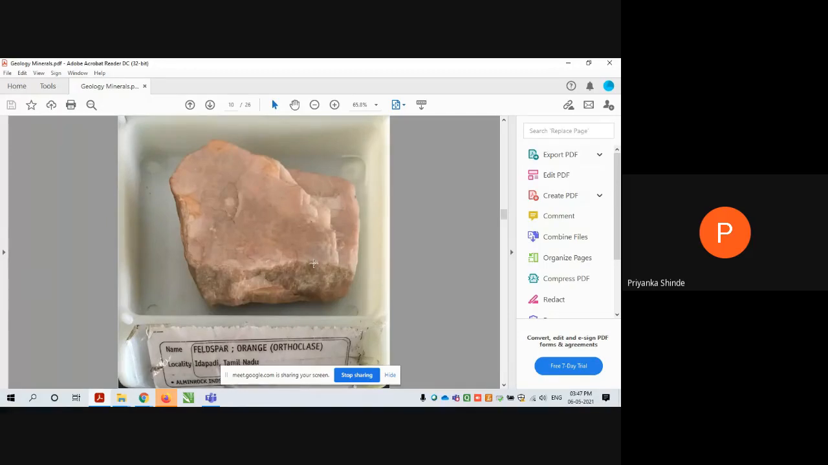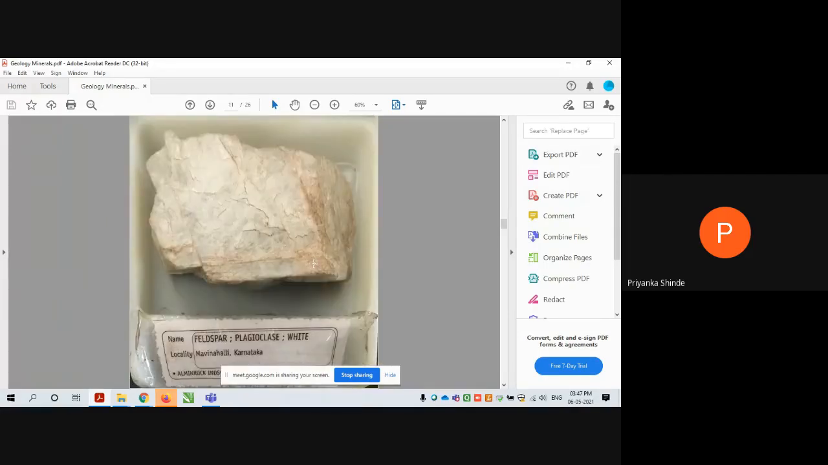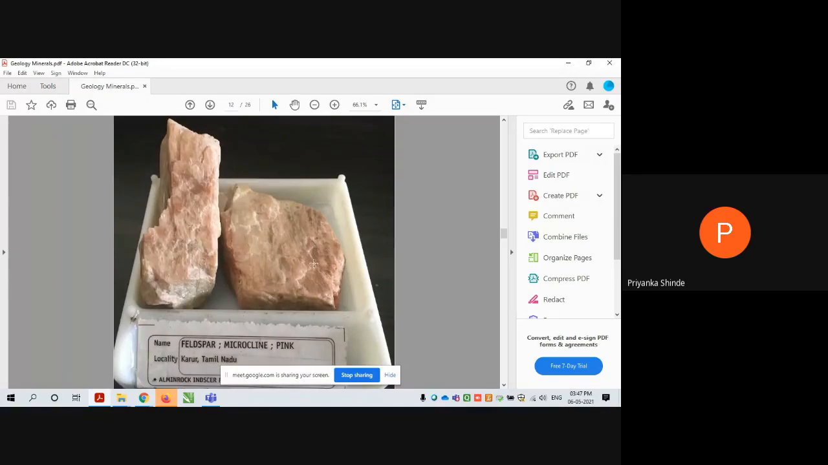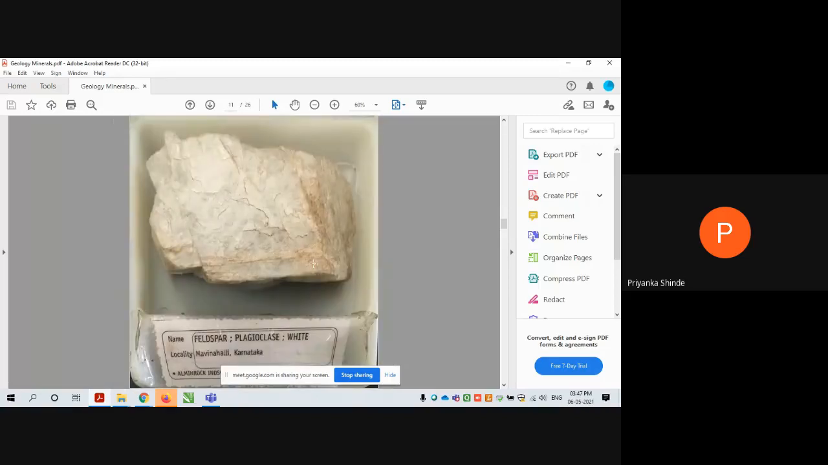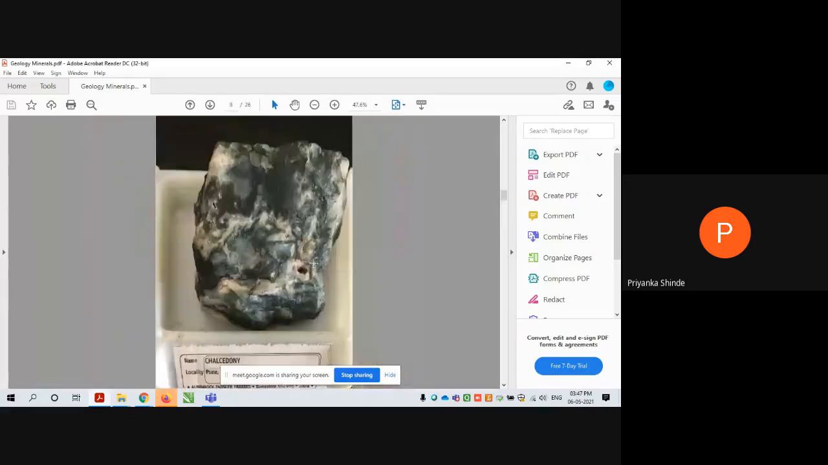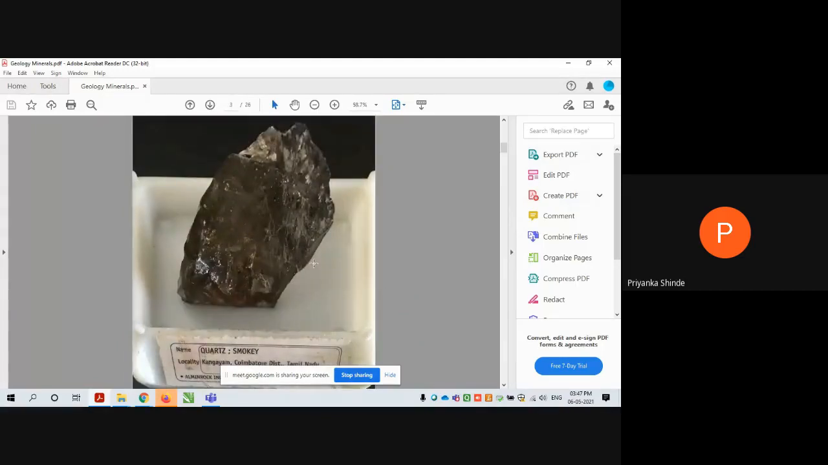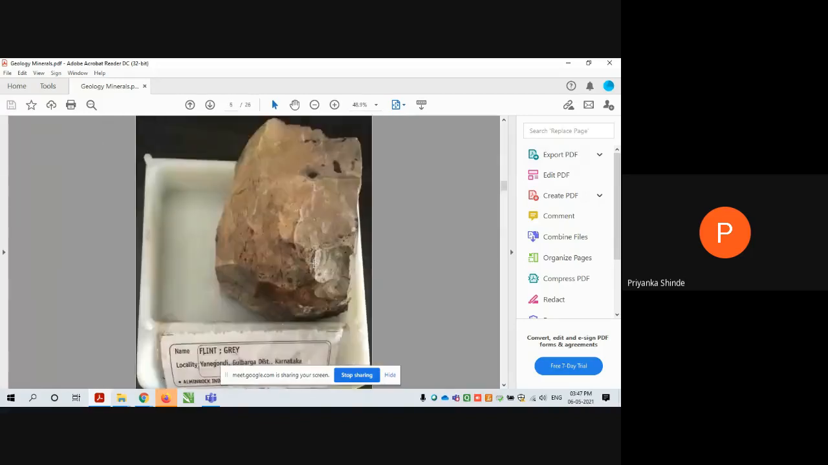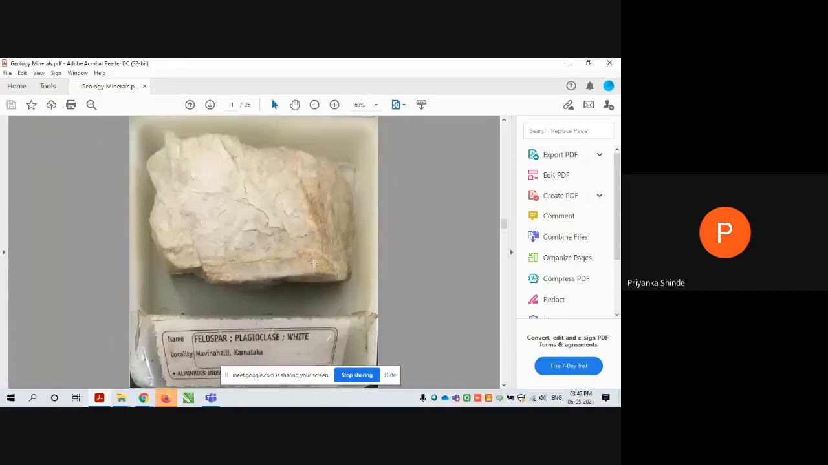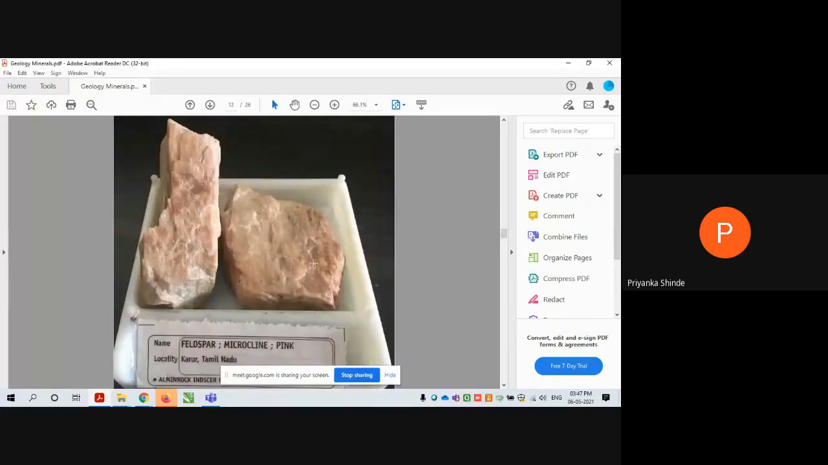Then luster, if you see the surface of these minerals, they shine like broken glass, but the shine is not like quartz. Quartz will shine with a very bright shine, but compared to quartz it is less. So you can write it as subvitreous. Subvitreous is the luster.